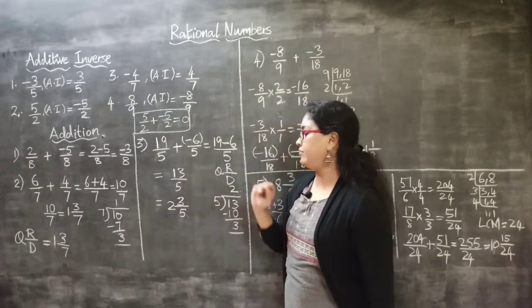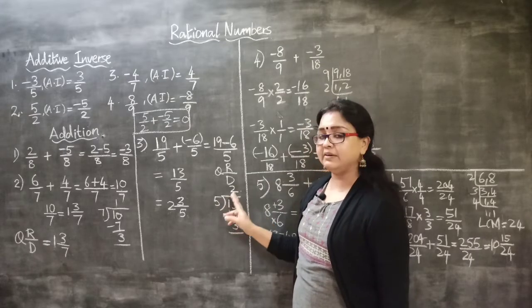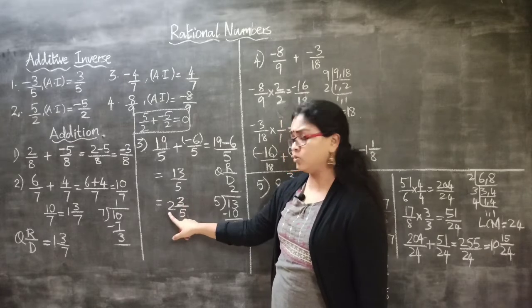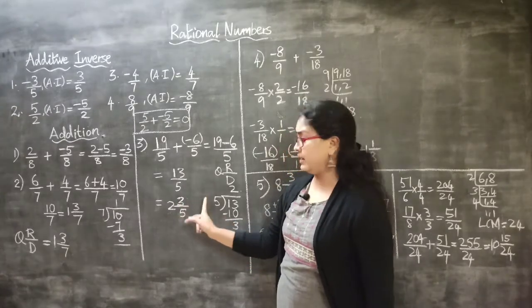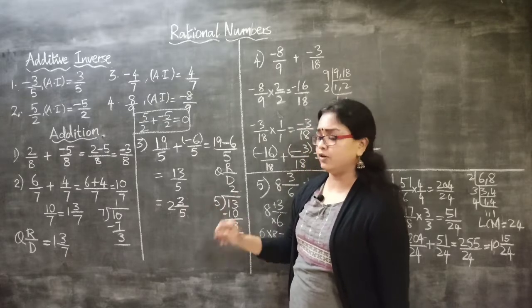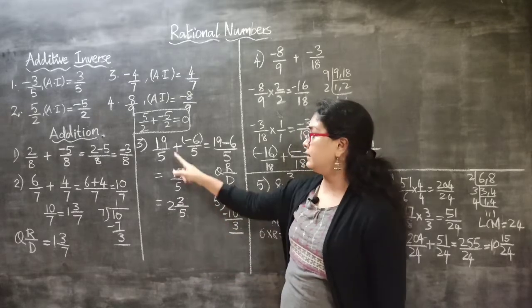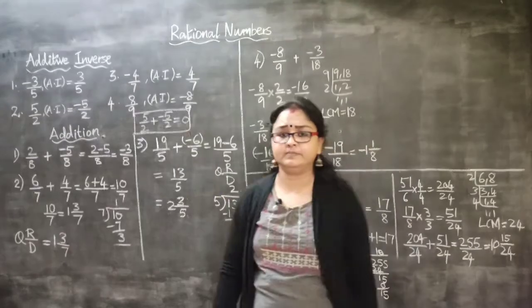So 13 by 5. Again I am converting into a mixed fraction. So how am I converting? 2 3 by 5. So QRD. Q is the quotient 2, R is the remainder 3 and 5 is the divisor. That is written over there. So 2 3 by 5 is the answer for 19 by 5 plus minus 6 by 5.